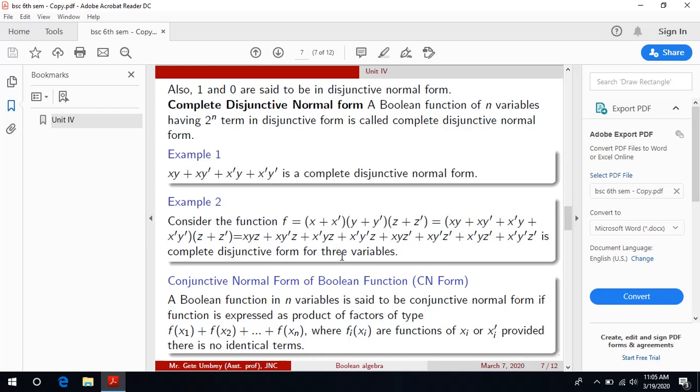So in the next video, we will discuss the conjunctive normal form and complete conjunctive normal form.